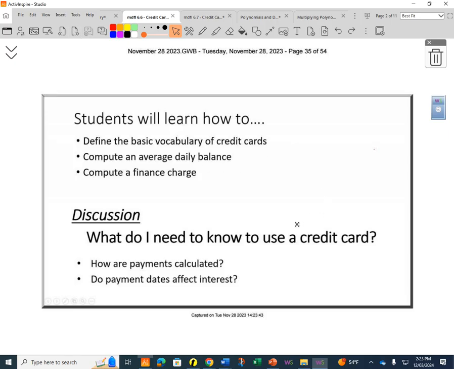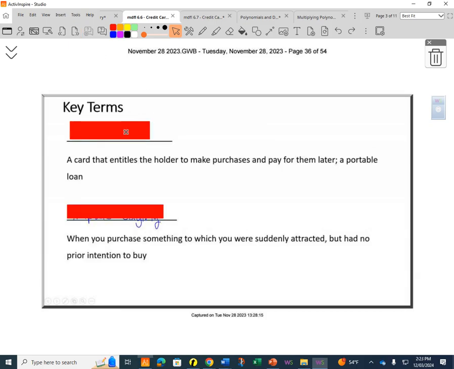Okay, so we're going to learn a lot of vocabulary. We're going to learn how to calculate payments on credit cards, and talk about payment dates, affecting interest, and all that. Once again, this is going to go quick, but you can pause so you can keep up.